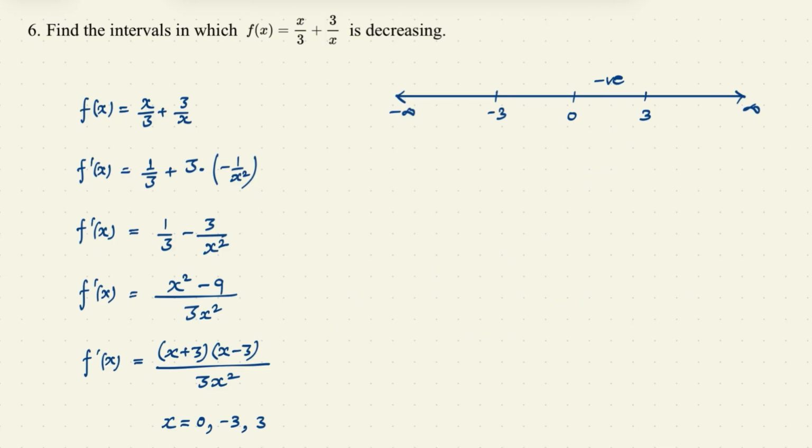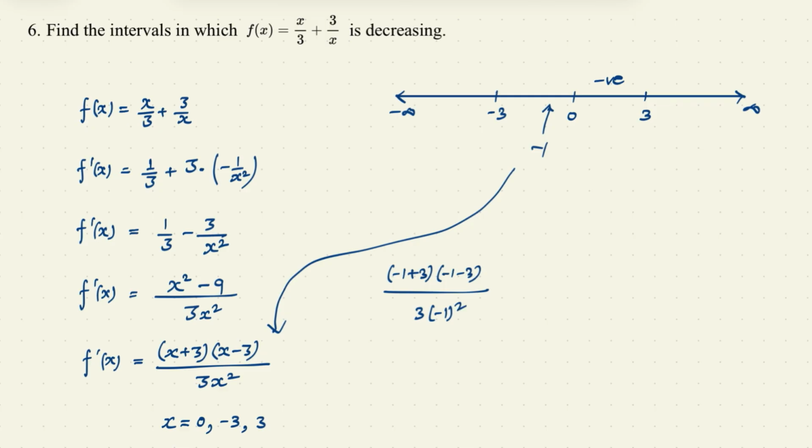Now let us choose any point between minus 3 to 0. Let us choose minus 1 and let us put it here. Then it will be minus 1 plus 3, minus 1 minus 3, divided by 3 into minus 1 square. So here it will be 2 times minus 4 divided by 3, and this is obviously a negative number. That means this function is decreasing, or f dash x is negative here also, between minus 3 to 0 also.